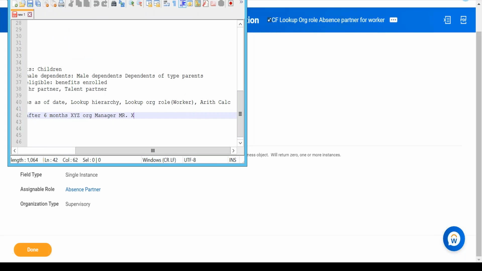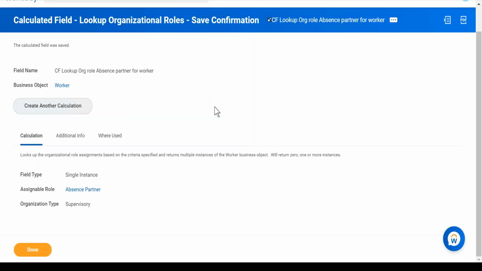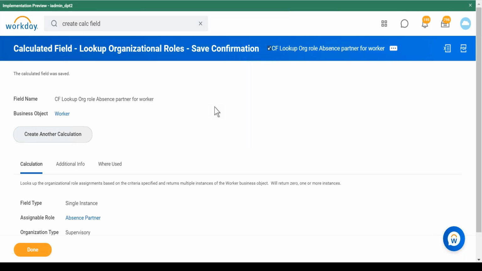Okay. Then we have two more left, arithmetic calculations and count related instances. I'm going to show you that as well. Arithmetic calculation is basically very simple. It's how you perform normal calculations. You add, subtract, divide, multiply, right? In Workday also you can do that.